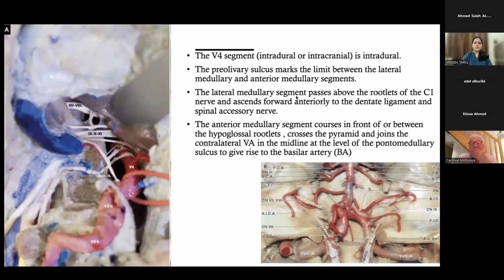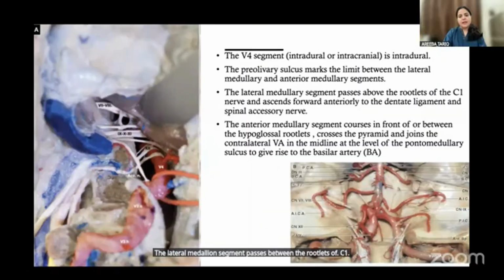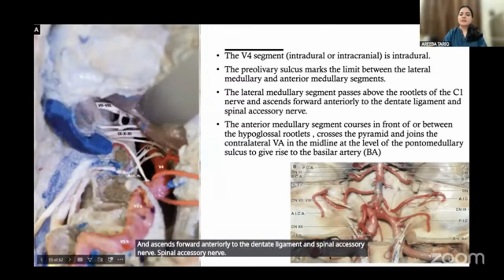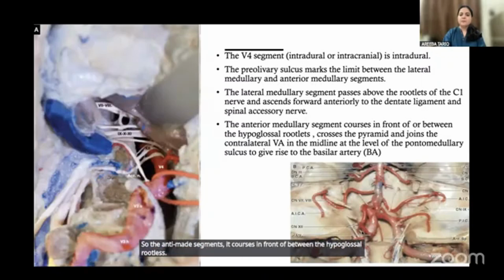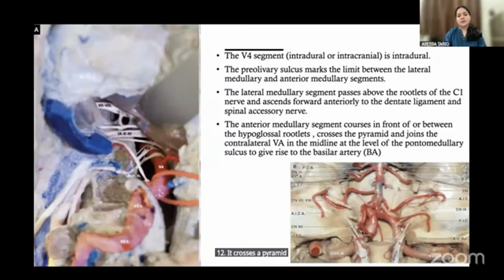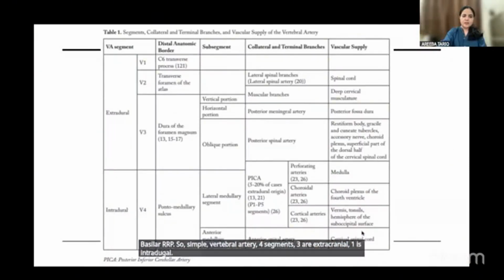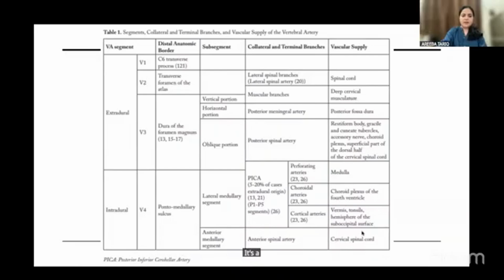The lateral medullary segment passes between the rootlets of C1 and ascends forward anteriorly to the dentate ligament and spinal accessory nerve. The anterior medullary segment courses in front of or between the hypoglossal rootlets. It crosses the pyramid and joins the contralateral vertebral artery to form the basilar artery. So simple, vertebral artery, 4 segments, 3 are extracranial, 1 is intradural. It's a very short summary that we know.